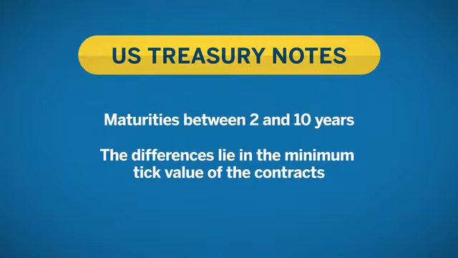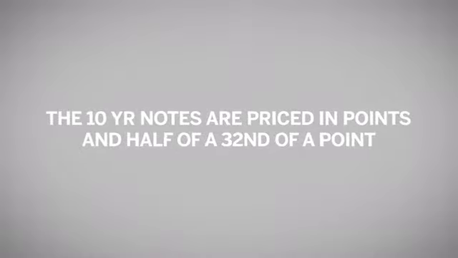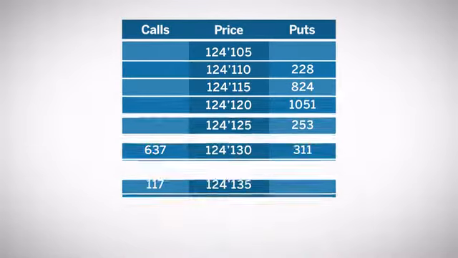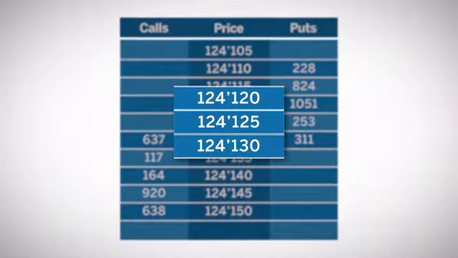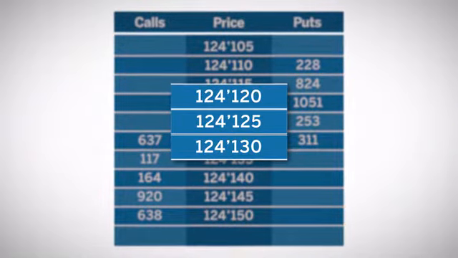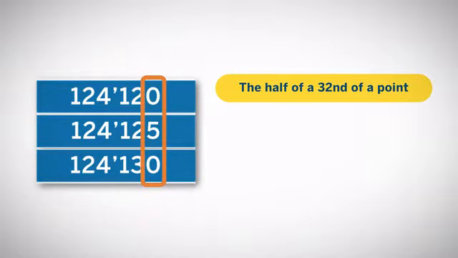U.S. Treasury notes, which have maturities between 2 and 10 years, are priced similarly to the bonds, but they have subtle differences. The differences lie in the minimum tick value of the contracts. The 10-year, for example, trades in points and halves of 32nds of a point. On a trading depth of market, you would see the following: 124 12/32nds, 124 12.5/32nds, 124 13/32nds. The third digit after the apostrophe represents the half of a 32nd of a point.